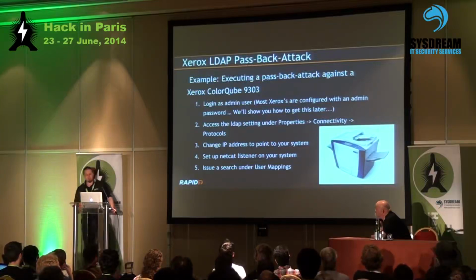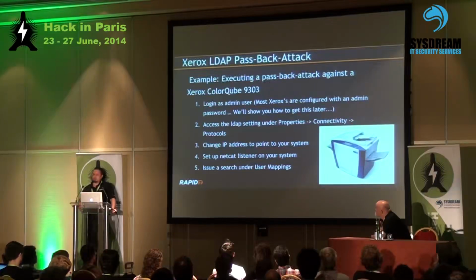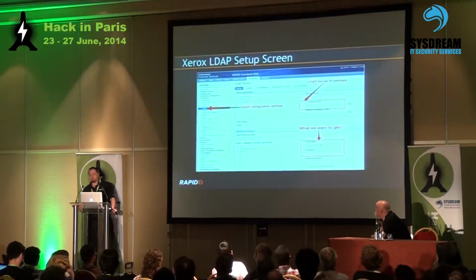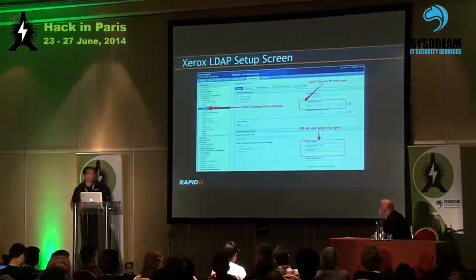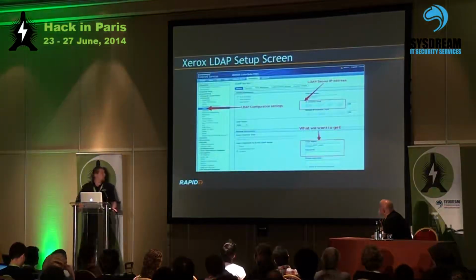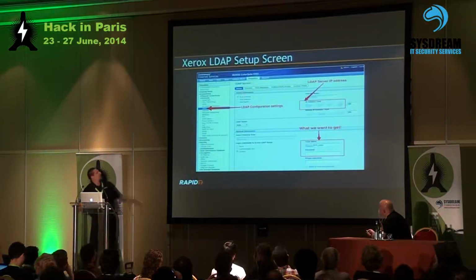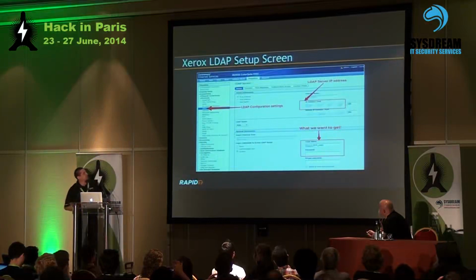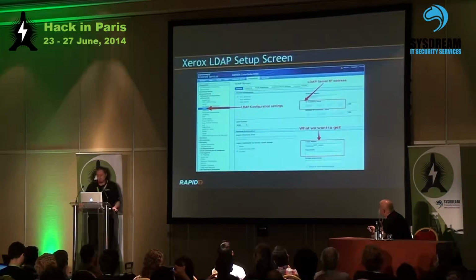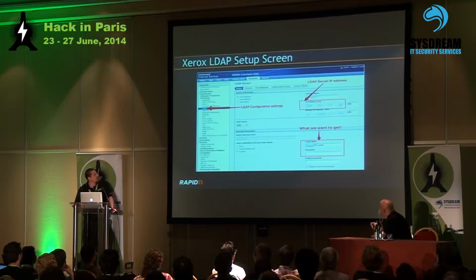Next, we change the LDAP settings. We point the LDAP server to us, start up a netcat listener on our system, and then issue a search under the user mapping function. Here are the screenshots that show where all these settings are. On the left, we see the LDAP configuration. Click there, and you access the LDAP screen. Underneath, you see the IP address. This is what we want to change to point to us. And underneath it, here are the creds that we want to get. In this case, we can see the user SVC Xerox. Really good label.